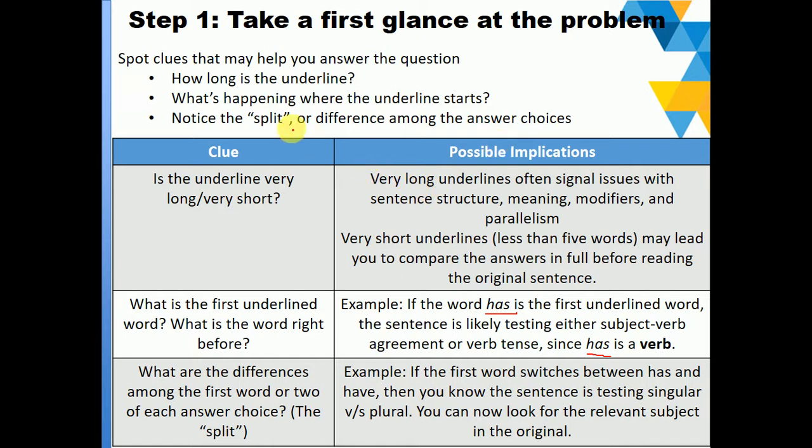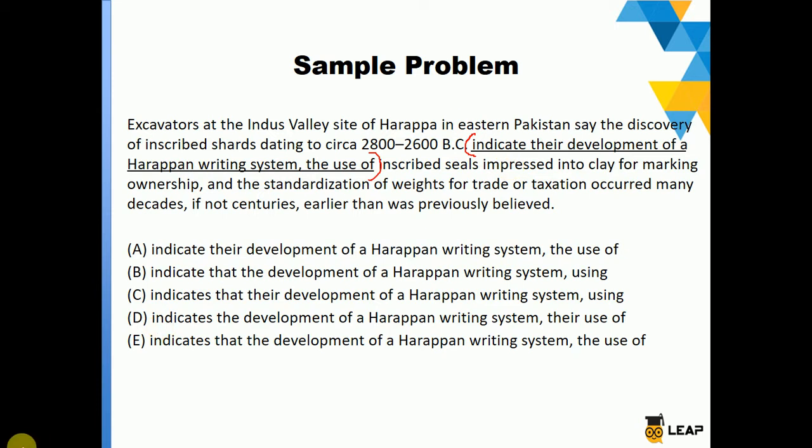Now notice the split, or difference, among the answer choices. This is something that you have to essentially do as part of the sentence correction strategy. A split is nothing but the difference in the same sentence as it appears again and again. Obviously you have 5 different answer choices, so you'll find 5 different versions of this underlined sentence.